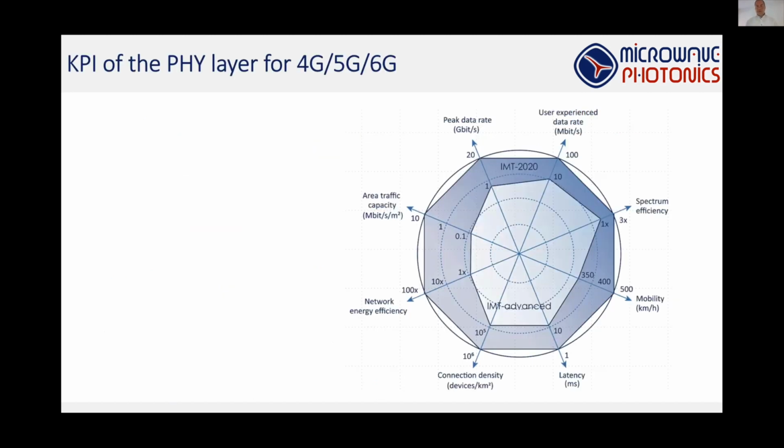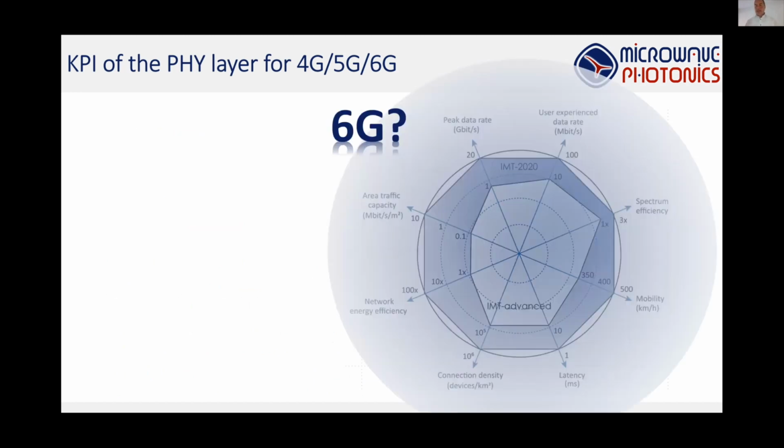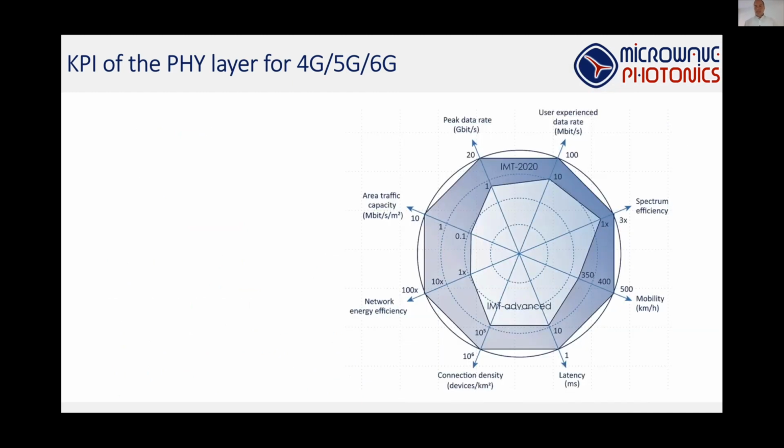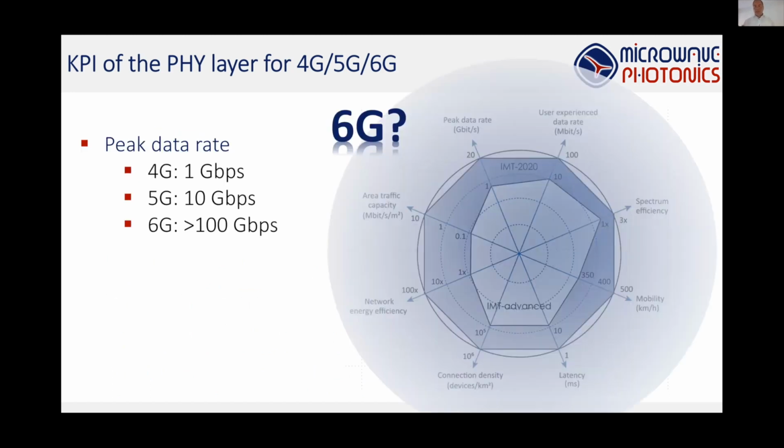This shows you a so-called spider diagram, which shows the key performance indicators of the physical layer that are, let's say, expected for 4G, 5G, and 6G. The inner circle of the light blue is the 4G, the darker blue is the 5G, and for the 6G, basically, we don't know exactly what the key performance indicators will be that we will strive for at the end. Let me just focus on a few KPIs.